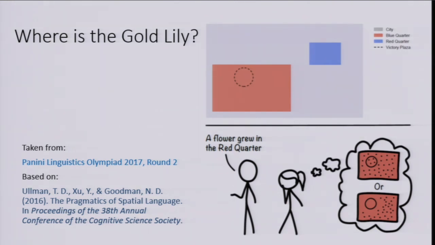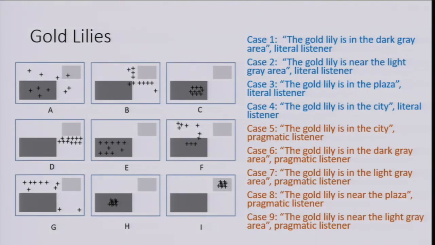So they did this experiment. Essentially there was no friend. You just say, okay, the gold lily is here, and ask people to guess and mark the position of where the gold lily is. Now what you have been given are 9 cases. So there are these 9 cases, A to I. These are the people's guesses. The pluses are where people guessed the location of the gold lily. And here is what they heard.